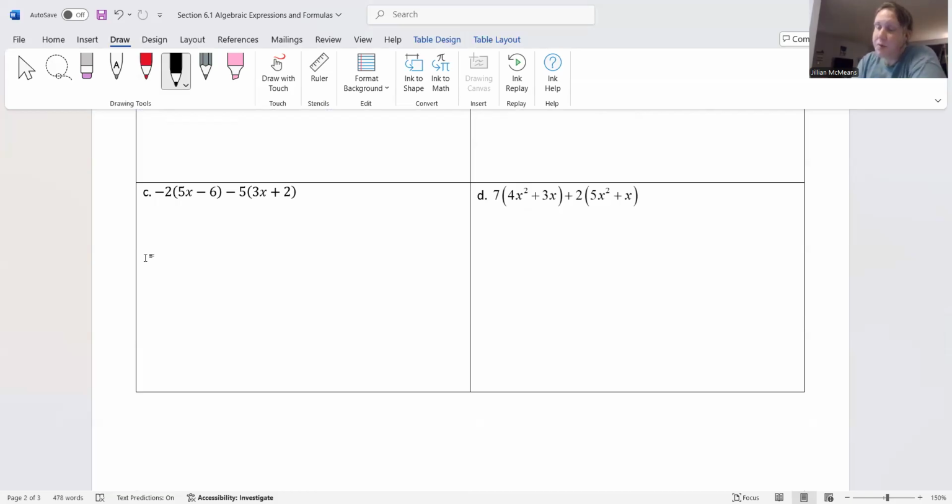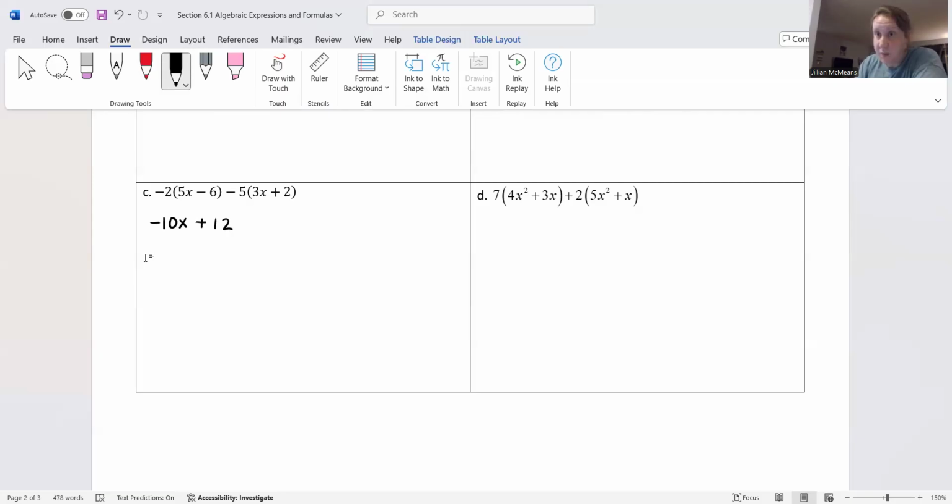So the first set of parentheses, I need to distribute negative 2. So I have negative 2 times 5x. So negative 2 times positive 5 would be negative 10. And then I just want to keep the x. And then negative 2 times negative 6. When you multiply two negatives, it becomes a positive. So we get plus 12.